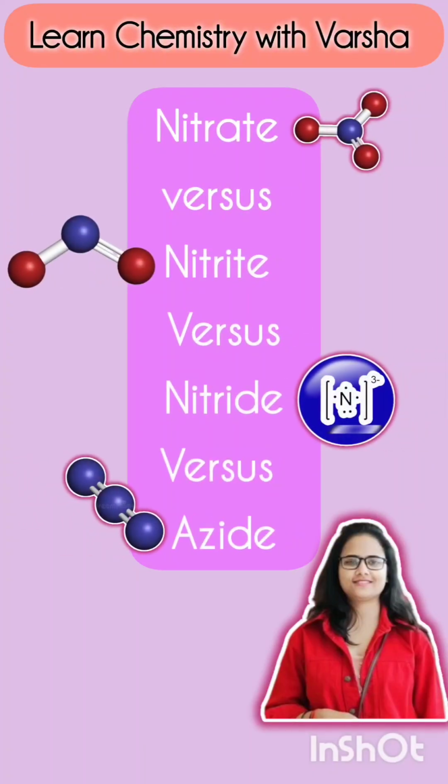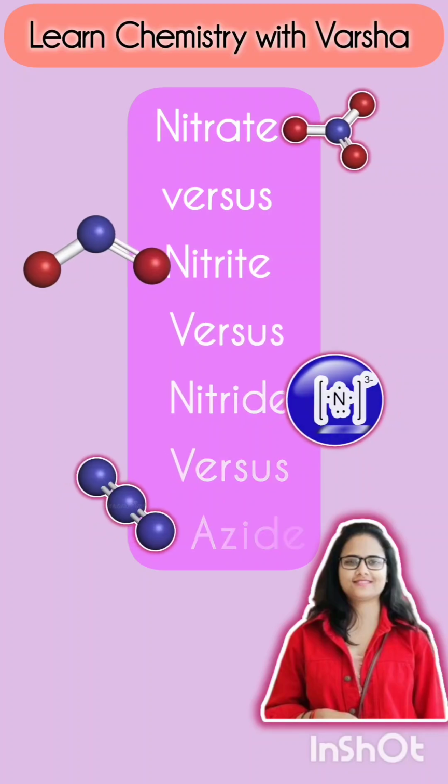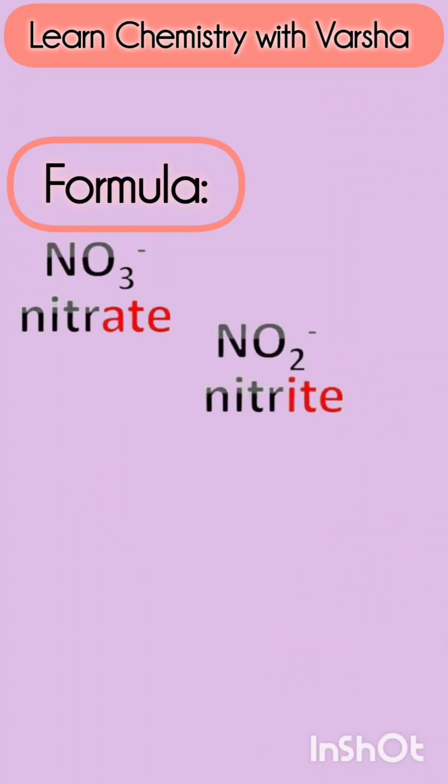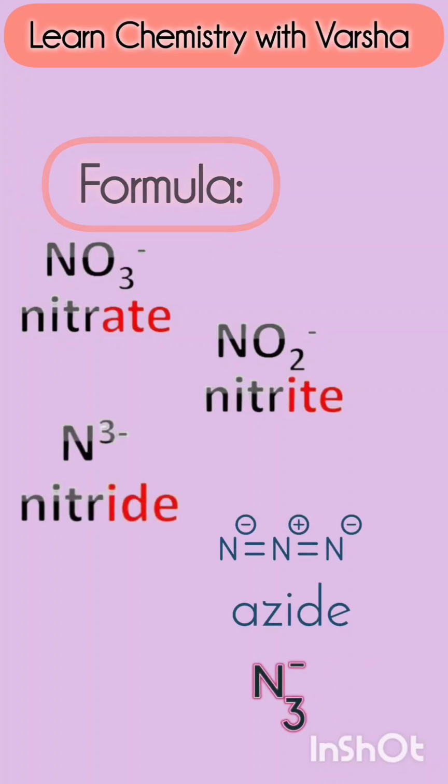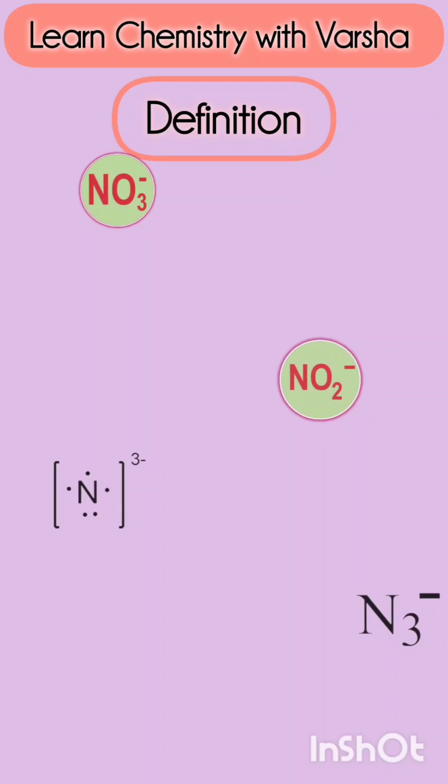Hello everyone, today we will differentiate between nitrate, nitrite, nitride and azide ion. Let's start with the general formula. Nitrate is NO3 negative, nitrite is NO2 negative, nitride is N3 negative, azide is N3 negative. Moving on to the next slide, let's start with the definition of all the four ions.